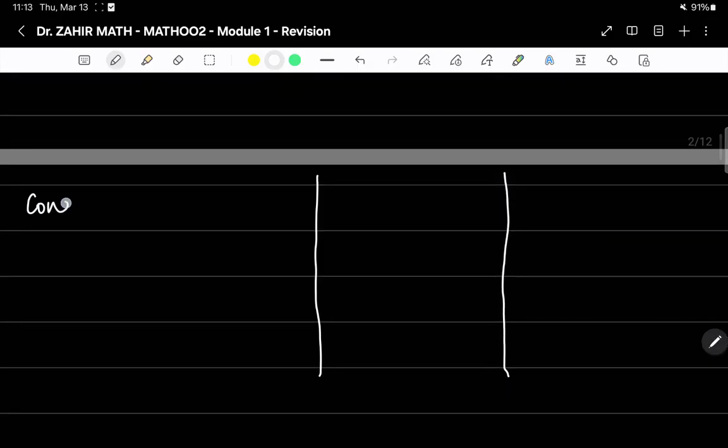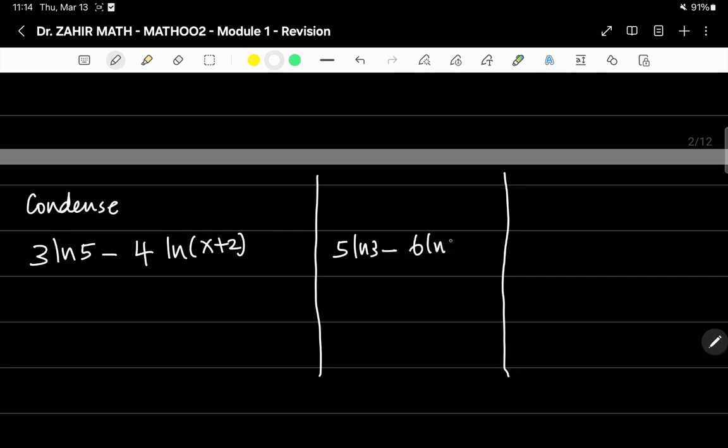The question is condense. Okay. 3 ln 5 minus 4 ln x plus 2. The next question, 5 ln 3 minus 6 ln y minus 4. The next question, 4 ln 2 minus 9 ln z plus 1. So I'm giving 3 questions with the same idea. There is a minus, can you see that? Before starting condense, there should be no coefficients, no mu'amal in Arabic. Keep in your mind.